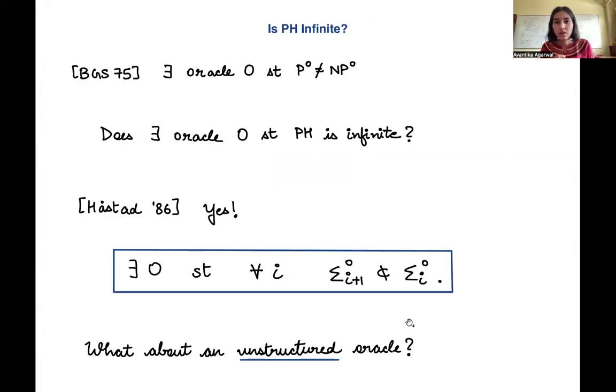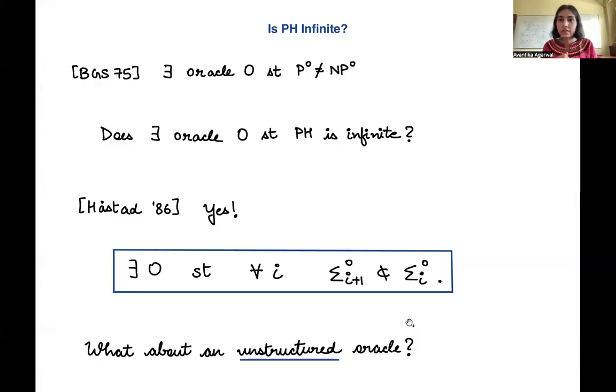So now what can we show in the oracle model? Well, in 1975, Baker, Gill, and Solovay showed that there exists an oracle O such that P is not equal to NP. And then it was an open question whether there also exists an oracle O such that PH is infinite. This was resolved in 1986 by Håstad, who showed that yes, that is indeed the case. So there exists an oracle O such that all of PH is infinite. That means that there is some problem that the (i+1)th level of PH can solve, that the ith level of PH cannot solve. And this is true for every i.